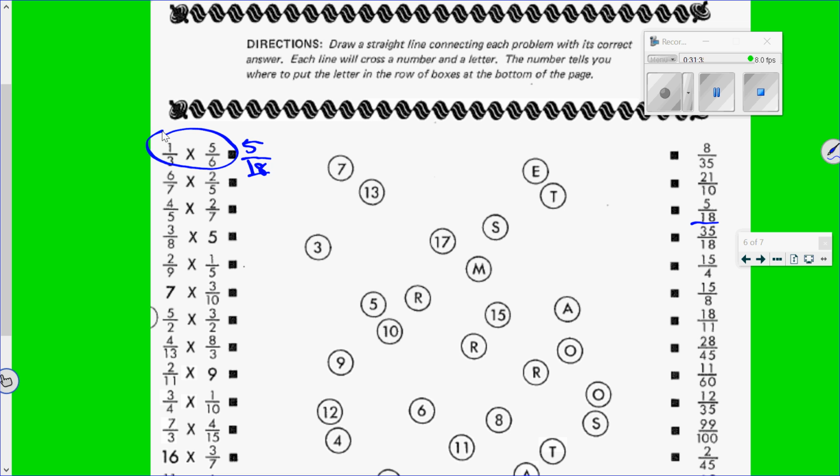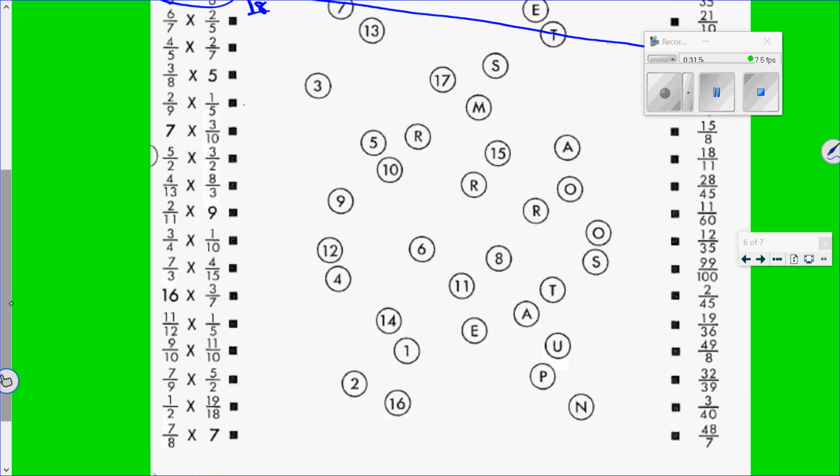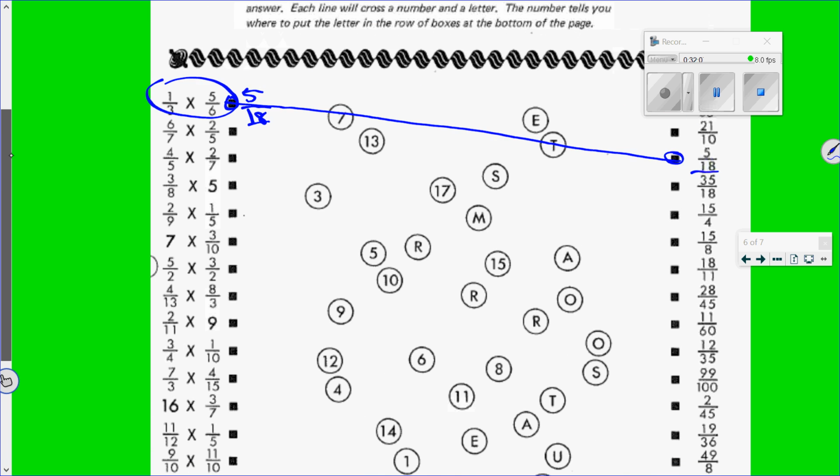What I'm going to do is use my ruler. I lay it down between this dot and this dot, and I draw a straight line between them. You're going to go through one letter and one number. That letter and number tells you where that letter goes. So in this case, it was 7 and T, so I go to the bottom. In number 7, I'm going to put the letter T. Okay? You're going to do that for every problem. Once you're done, you should come up with a nice little math joke at the end.